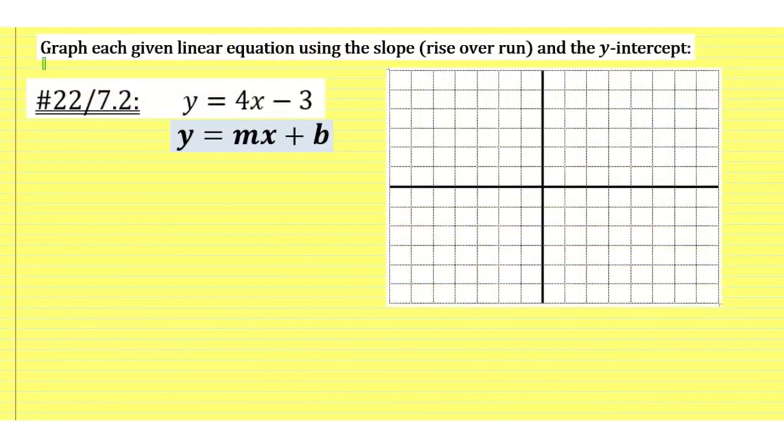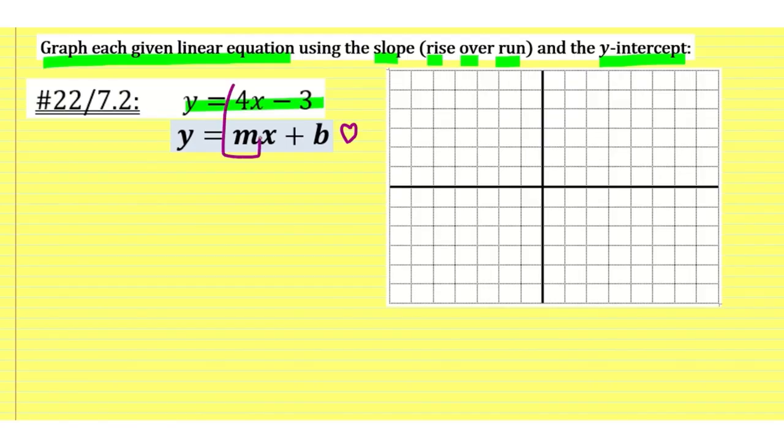Our next instruction says to graph each linear equation using the slope, rise over run, and the y-intercept. So they've given us the equation y is equal to 4x minus 3, and we can see that it does line up with y equals mx plus b, which is our favorite linear equation form. Okay, so we can see that the m, or the slope, is equal to the 4. We can see easily that our y-intercept b number is equal to a negative 3.